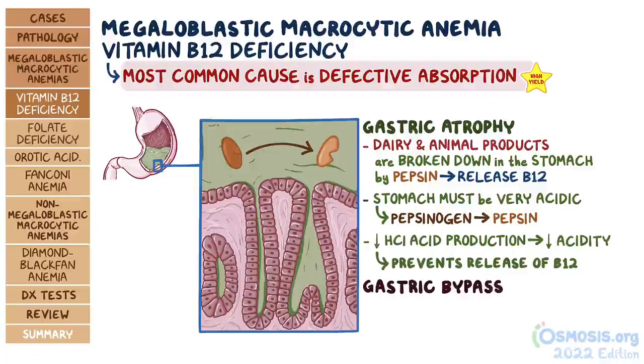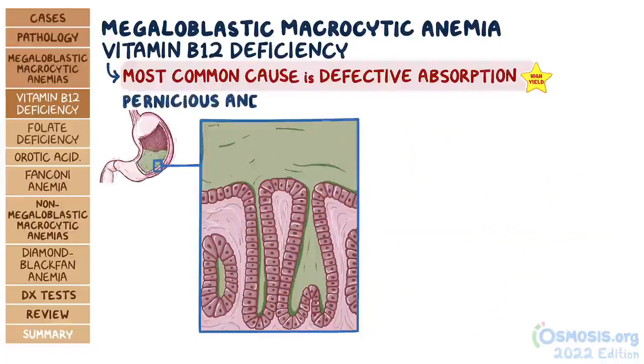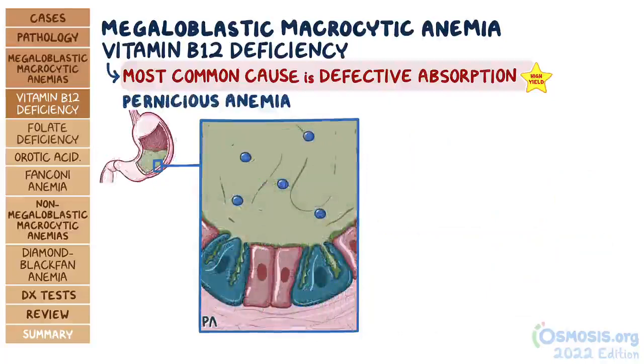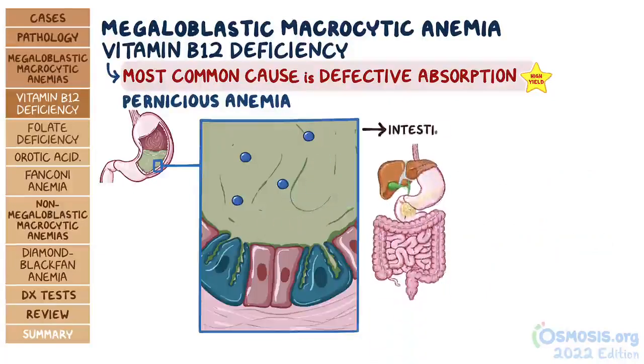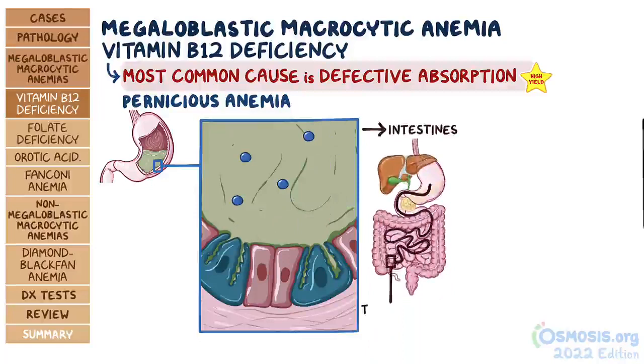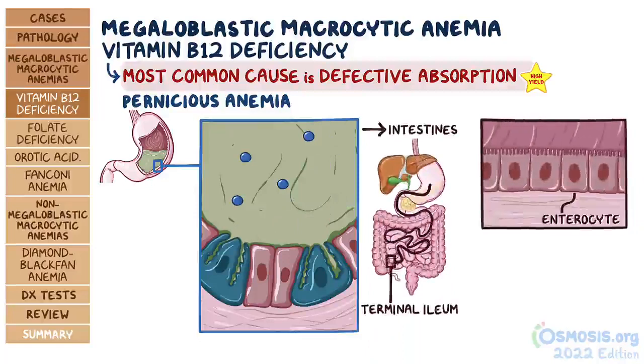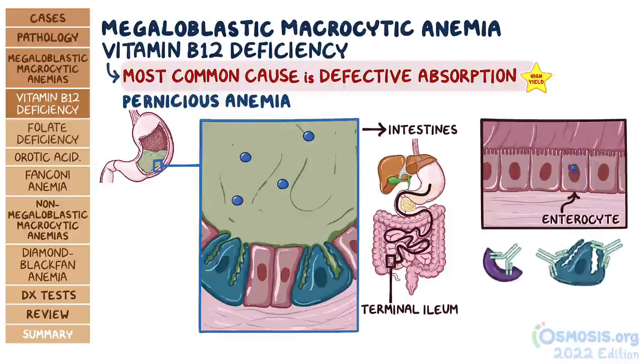Gastric bypass is another potential cause, since food passes through the stomach too quickly and not enough B12 is released. Another cause of decreased absorption is pernicious anemia. Okay, so the stomach parietal cells make a protein called intrinsic factor, which binds to vitamin B12. And this complex passes into the intestines. When the complex reaches the terminal ileum, the enterocytes recognize the intrinsic factor and absorb the whole complex. In pernicious anemia, the body produces antibodies against intrinsic factor or parietal cells, leading to decreased absorption.